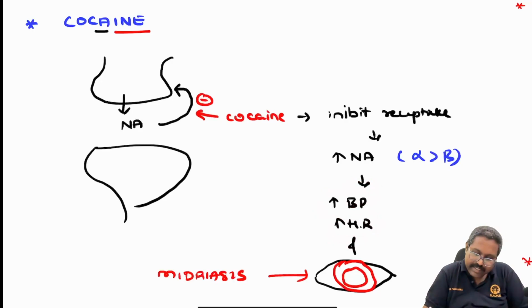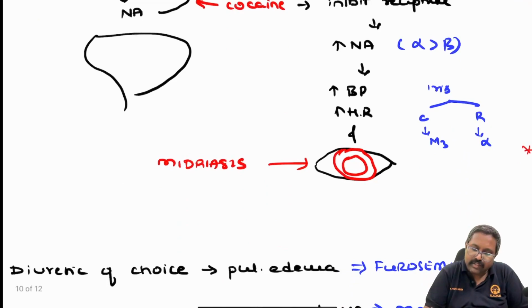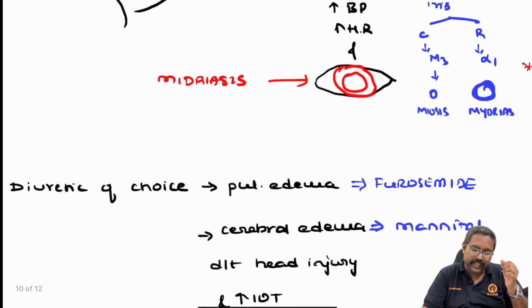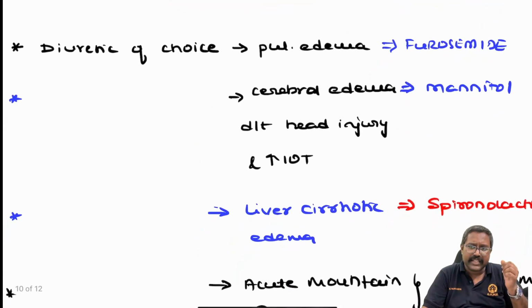As you know, the iris has two muscles, one is the circular fibers and the other is the radial fibers. On the circular you have M3 receptors, and on the radial you have alpha 1. Stimulation of the circular will cause pupillary constriction, and stimulation of the radial will lead to pupillary dilation. This is called miosis, and this is called mydriasis, dilatation of the pupil. So cocaine will cause dilatation of the pupil. Is that right? Okay.